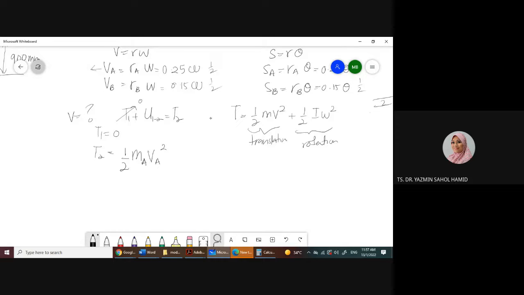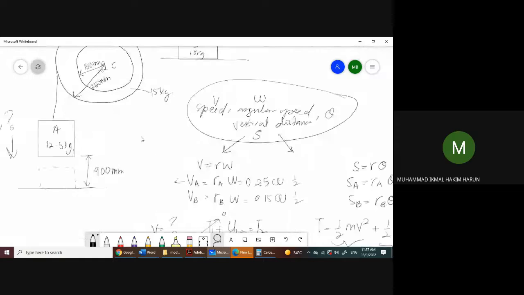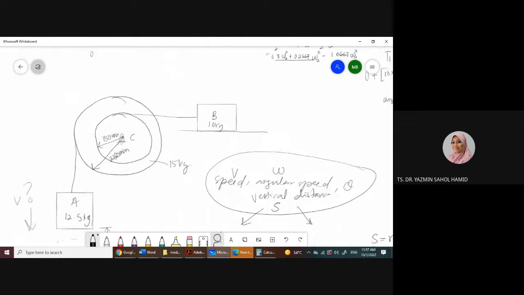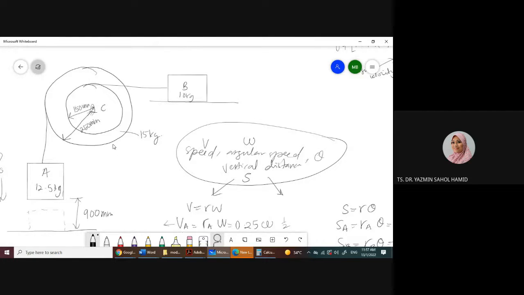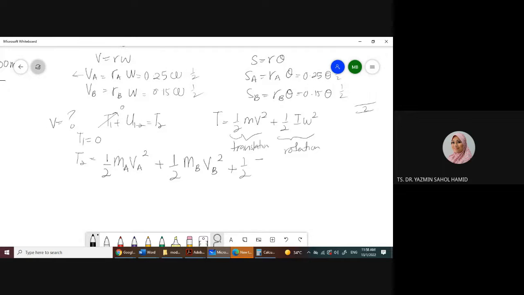Kalau blok A hanya ada translation, obviously blok B pun translation jugalah. Blok B tu bergerak kan? So blok B pun translation saja. So plus 1 over 2 M B V B kuasa 2. Now, how about this pulley? Ada translation tak this pulley? Tak ada. Why? Because dia fix, ada pin kat sini. Dia tak boleh nak translate, tapi dia boleh rotate tak? Boleh.